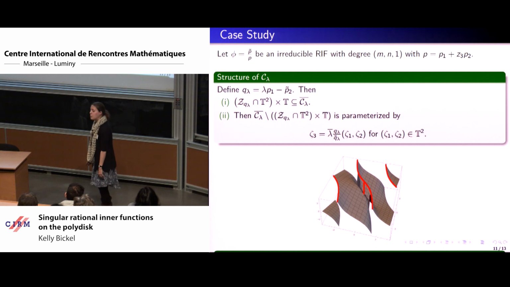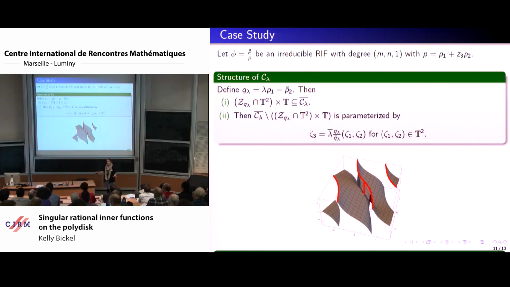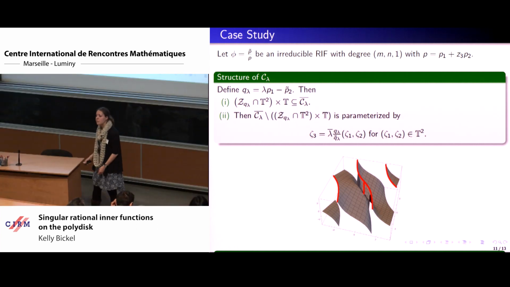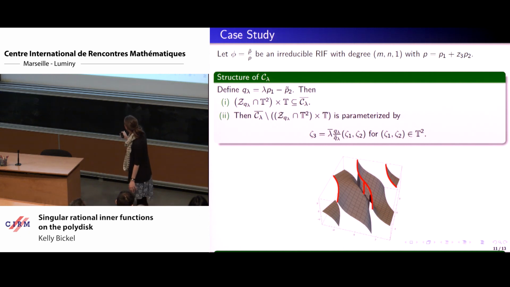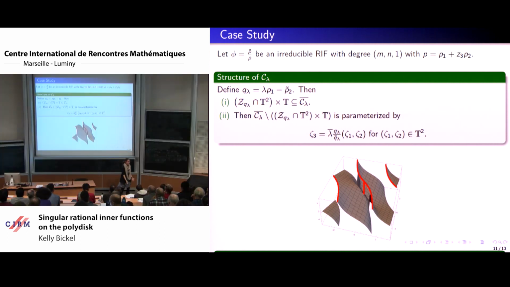And it turns out that just by looking at Q lambda, we can say what these unimodular level sets look like. In particular, just as in this picture here, the unimodular level sets are going to have to contain some collection of vertical lines. These vertical lines come from the places where that polynomial Q lambda vanishes. And then they're also going to contain some 3-dimensional surface. And the surface comes from writing the Z3 variable as this function of Z1 and Z2. And that function there is actually a 2-variable rational inner function.